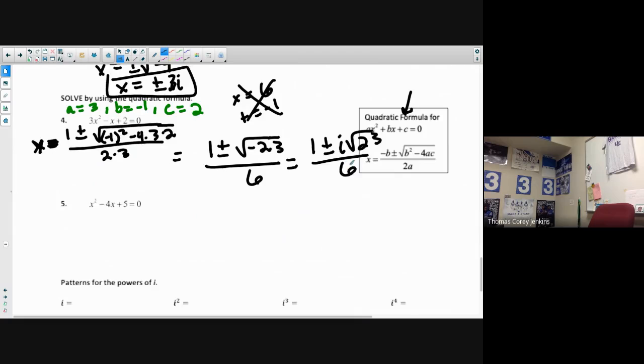over 6. If it's ever a complex number, Math Excel is going to want you to split that up, because that's how we write a complex number: a real number part plus or minus an imaginary number part. So our cleaned up answer would say x equals 1 over 6 plus or minus.